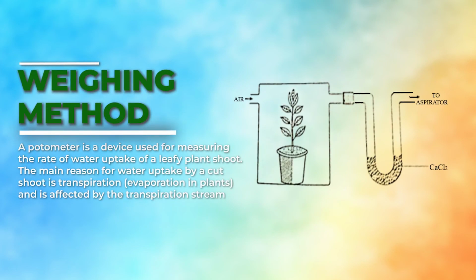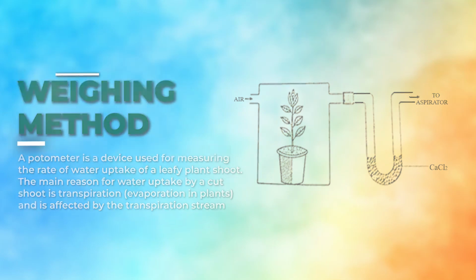Similarly, a potted plant can be taken in a closed container and connected with a tube containing calcium chloride, where the calcium chloride is dry and has the ability to draw water into it. Weighing the dry calcium chloride initially and after some time indicates the change in weight of the calcium chloride, and this change in weight is due to the amount of water released by the plant. This is the second weighing method through which the rate of transpiration can be measured.